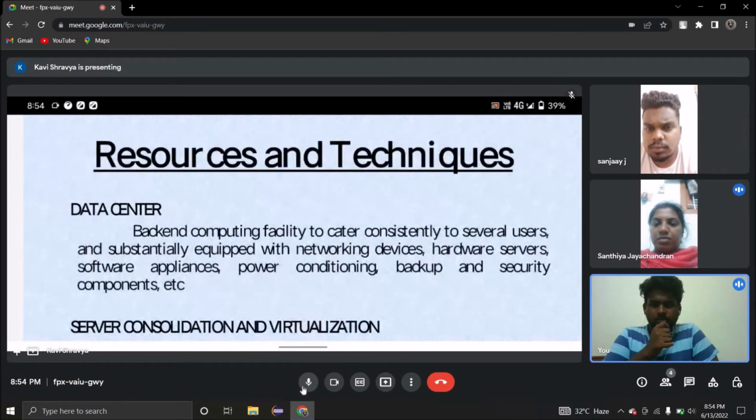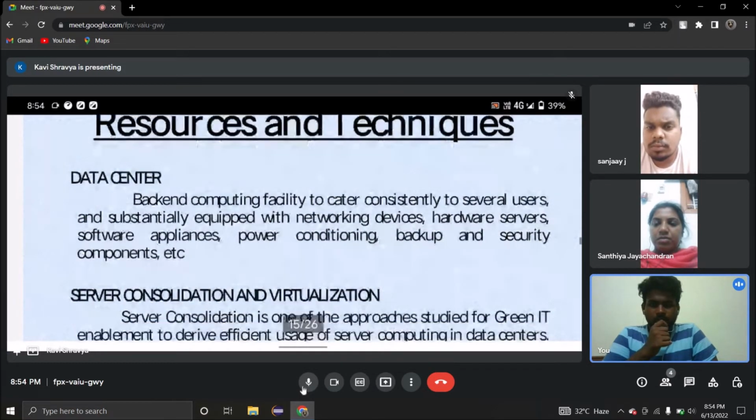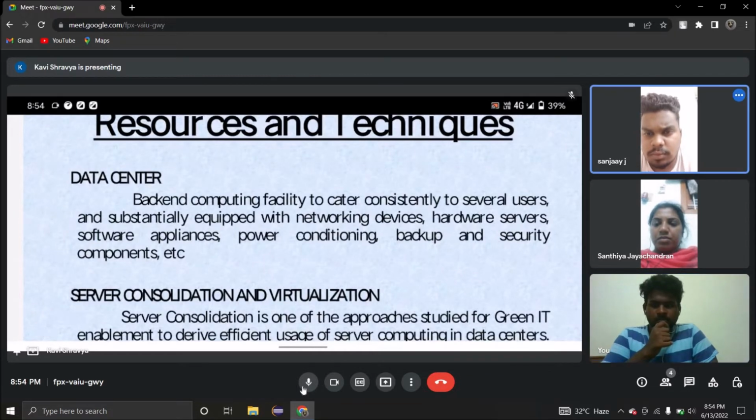The data centers play an important role for Green IT, with the networking, records and security components, server consolidation and virtualization. Server consolidation is one of the approaches studied for Green IT enabled for efficient usage. And next one.